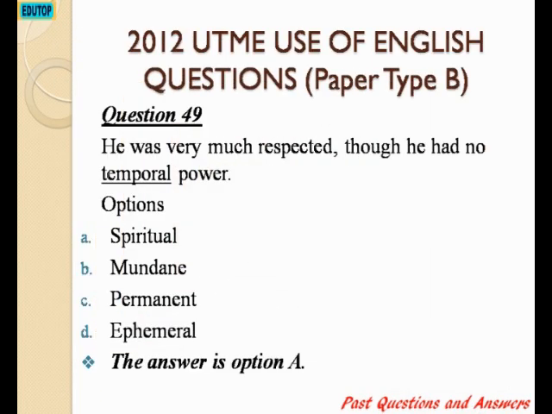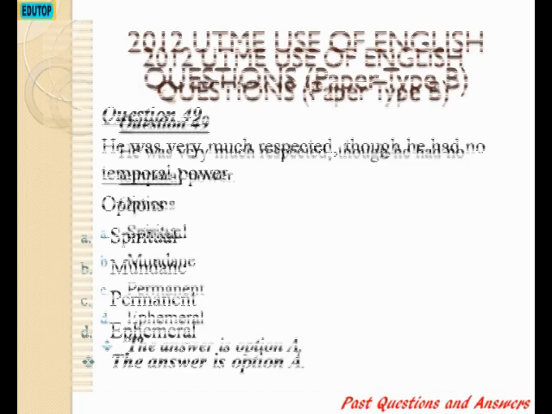Question 49. He was very much respected, though he had no temporal power. Temporal means relating to earthly life. Relating to earthly life. And the opposite of earthly is spiritual. So we have option A, spiritual, B, mundane, C, permanent, and E, ephemeral. We have the answer as option A, which is spiritual.